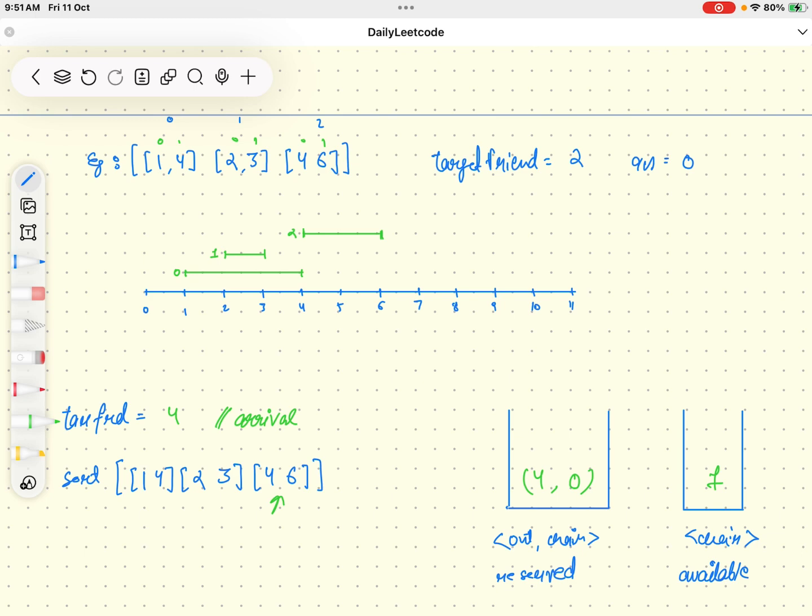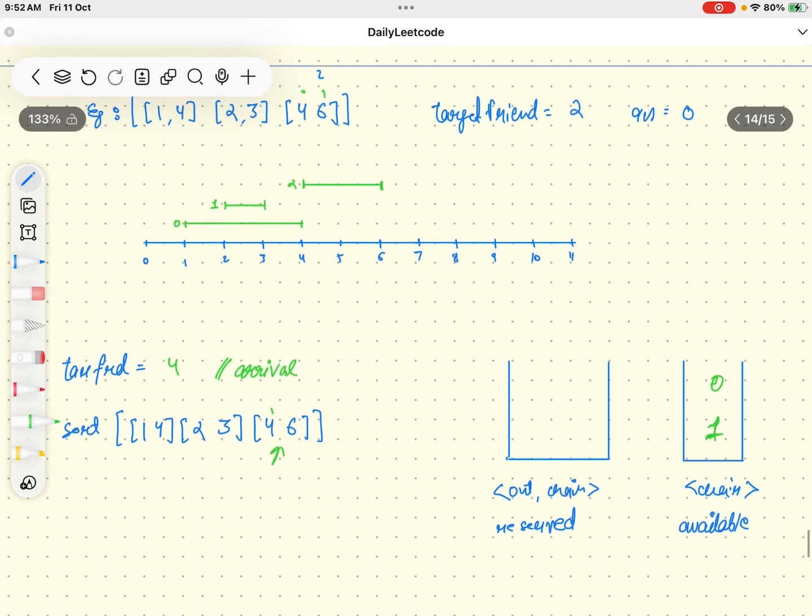And then we're gonna check again, is the reserved empty or not? It is not. Is the arrival time greater than or equal to the out time? Yes. Then again we're gonna move this chair number 0 over here. 0 will come over here, and this is gonna be removed. And then we will check, is this 4 equal to our arrival time? Yes, it is. So we just gonna break our loop, and at last we will check if our available is empty.